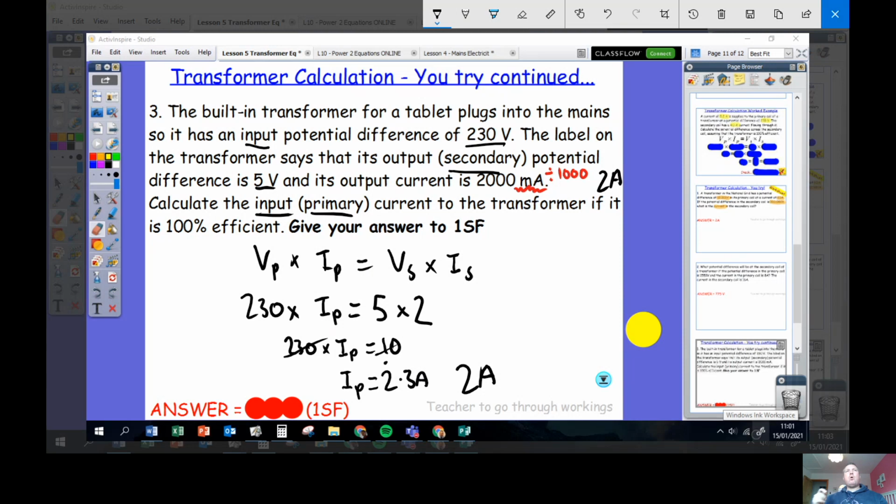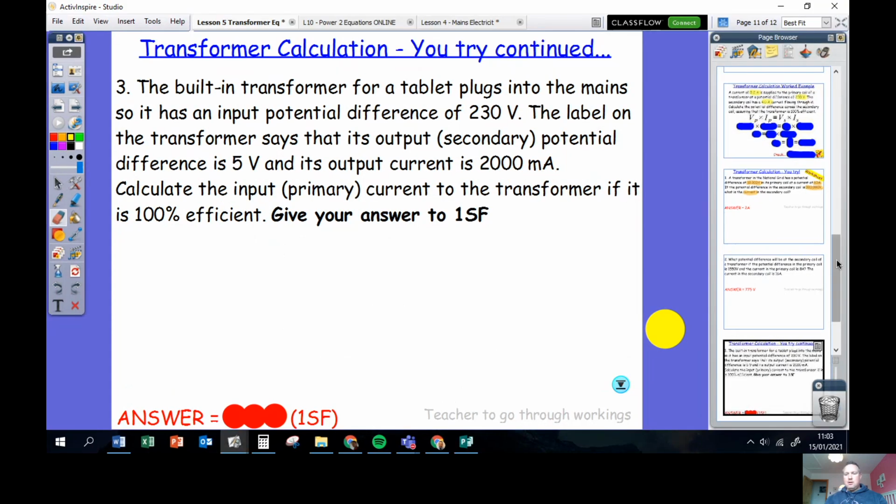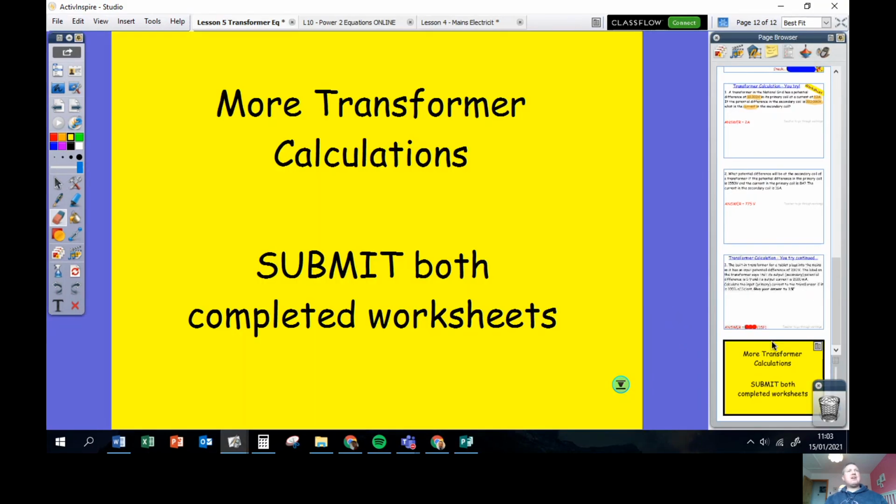So you should have that worksheet completely filled in with your workings, and you could submit that to me. And then your final job is to try the second more transformer calculations worksheet that's attached to this lesson. So I need that submitted to me as well with your calculations and answers so I can mark those too. Please drop me a message in the chat here on Google Classroom if you need any help with those, and I'll go through the answers to those at the start of the next lesson so you can be ready to mark them then.